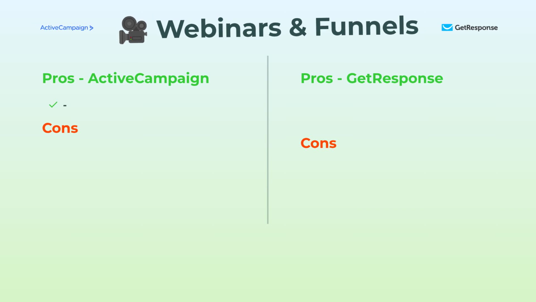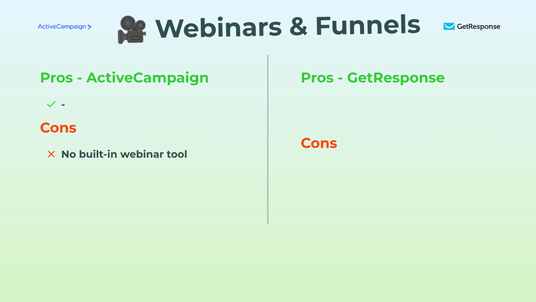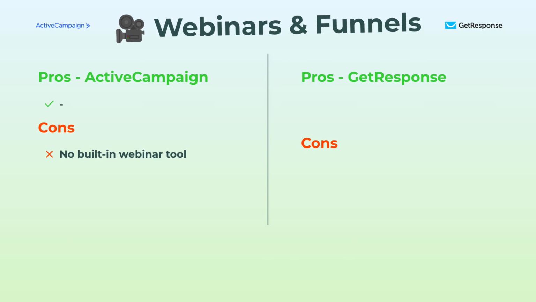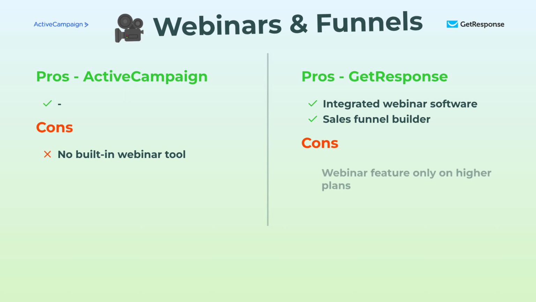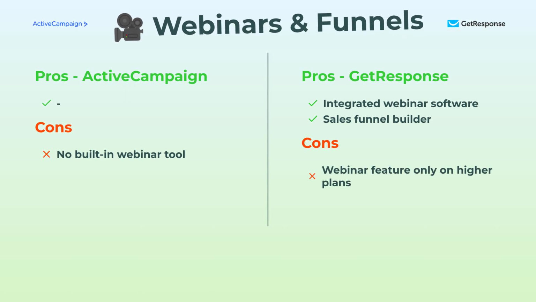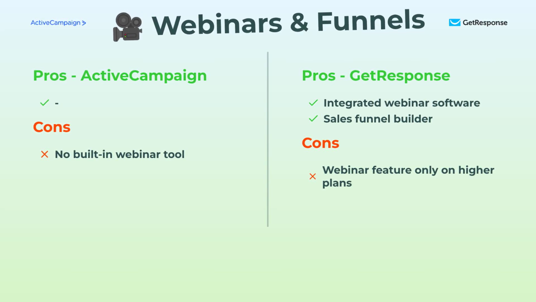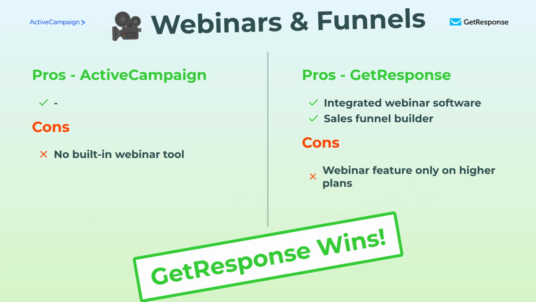Next, webinars and funnels. Here's what's different. ActiveCampaign? Sorry, but there's no built-in webinar tool here. So if you want to run webinars, you'll need a third-party or workaround. GetResponse, on the other hand, actually has it built in, like right there. Plus, a sales funnel builder baked into the platform. You don't get the webinar feature on all plans. But even so, GetResponse has the obvious edge here.